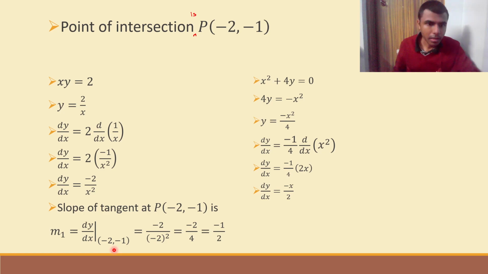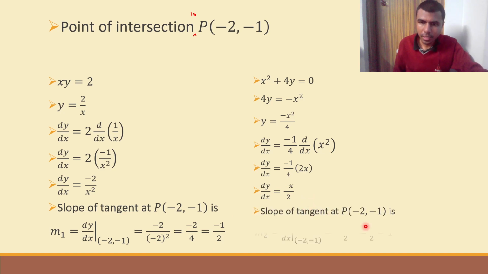Fine. Now you see our point is (-2, -1). Our derivative is -2 by x square. So in place of x just put -2. So -2 by (-2) whole square, which is -2 by 4, which is nothing but -1 by 2. Hope it is clear.